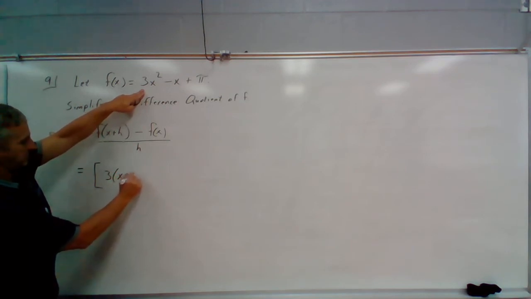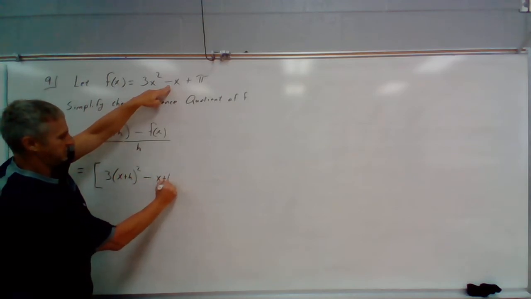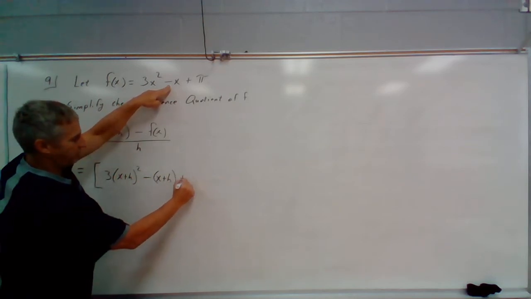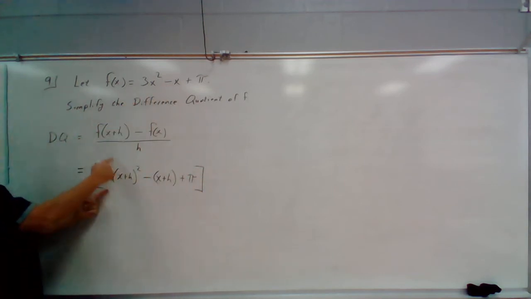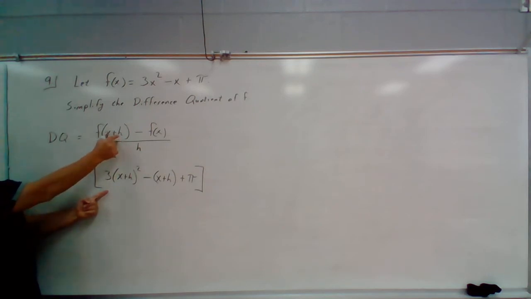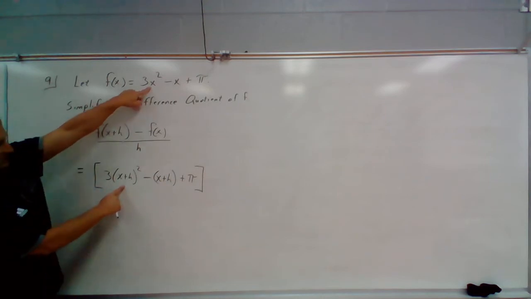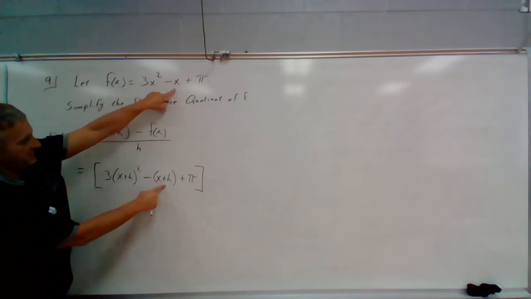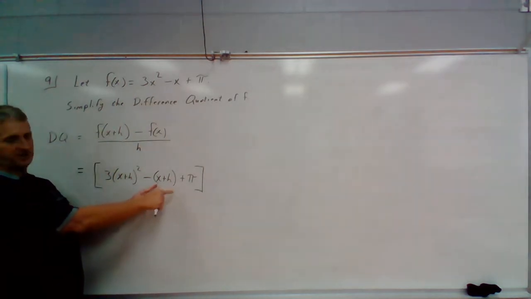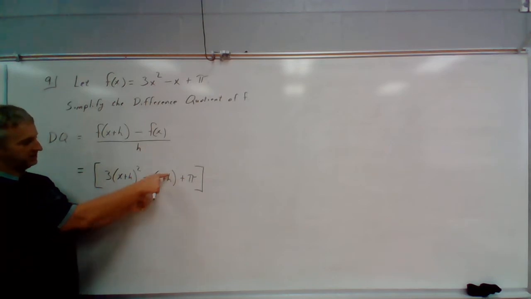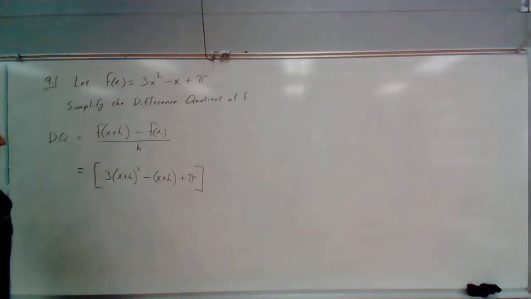x plus h squared minus x plus h plus pi. So this whole thing here is f of x plus h. All I did was plug x plus h in where I saw the x's: 3 times x plus h squared minus x plus h plus pi. It's essential that you have these parentheses around the x plus h. You have to subtract the whole entire thing, minus all of it. So you have to have these parentheses.